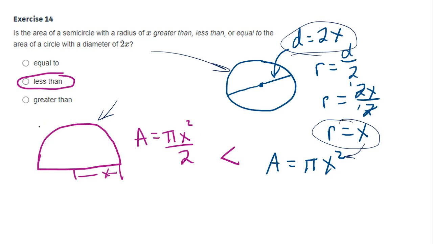I look at my semicircle. I want to find the area of the semicircle. Well, that's also pi times radius squared divided by 2. The radius is x. So this area is pi times x squared divided by 2. So it's half of this area. Or I can also say it's less than. So less than is the right answer.